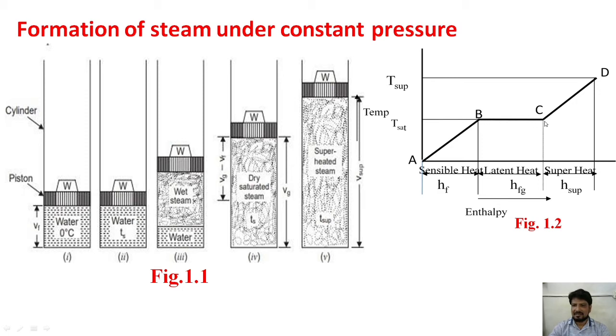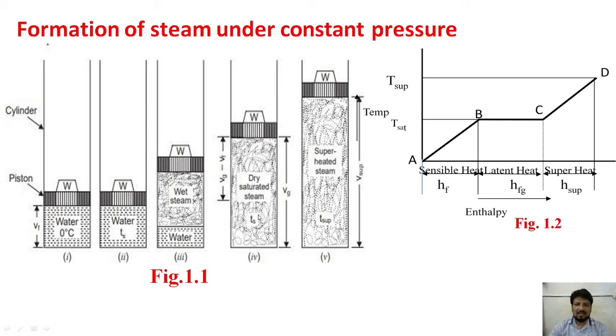When it reaches point C, the wet steam is converted into dry steam. The point C represents the dry steam. The heat absorbed during this process is known as the latent heat, which is denoted by HFG. So here the heat is going on adding, and then H of superheated.